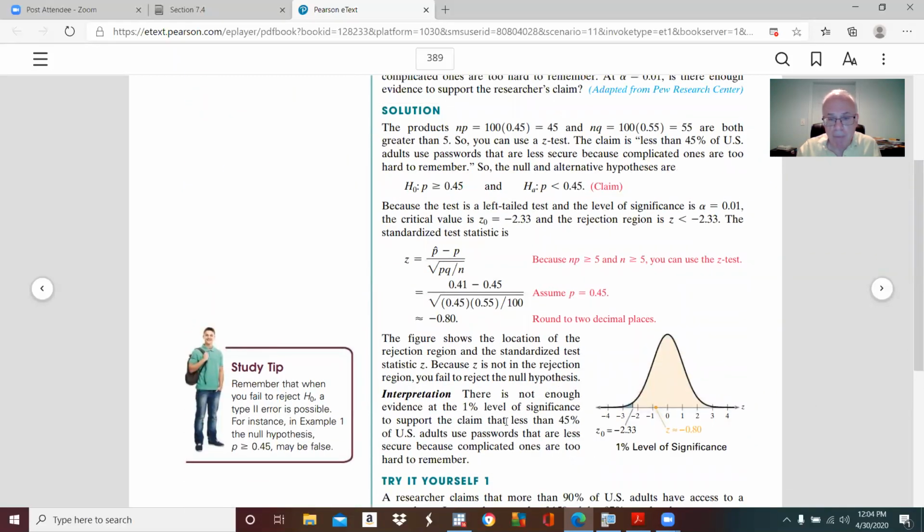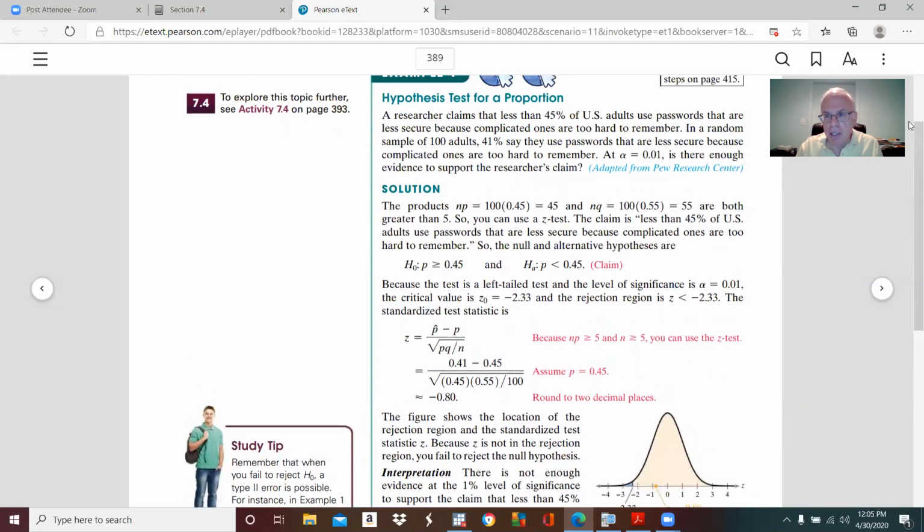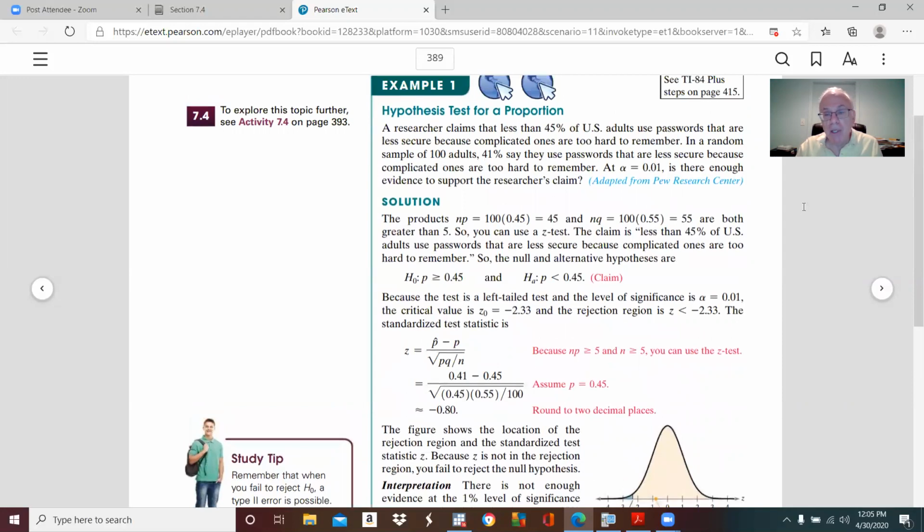And actually, you could see the same conclusion if you use the rejection region method. There's not enough evidence at the 1% level of significance to support the claim that less than 45% of US adults use passwords that are less secure. Now, notice that here they say not enough evidence to support the claim. Why do they say that instead of not enough evidence to reject the null hypothesis? Well, once again, the claim is the alternative hypothesis. So when we reject the null hypothesis, in this case, we're supporting the claim. That's why it's being stated in that way.